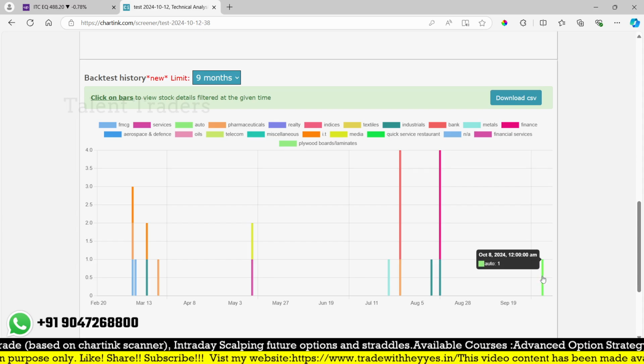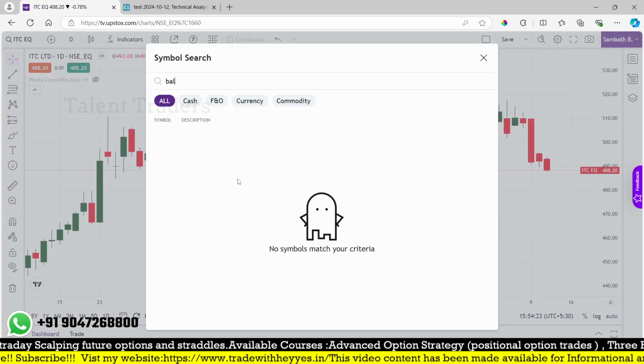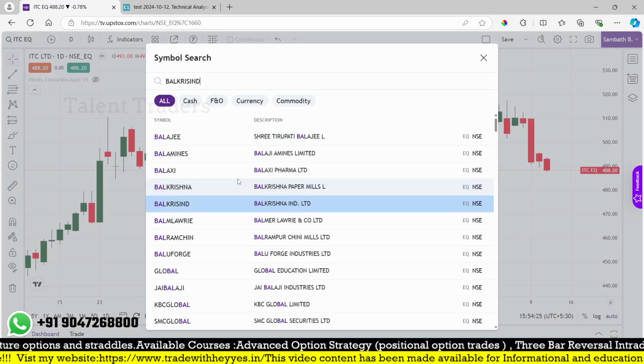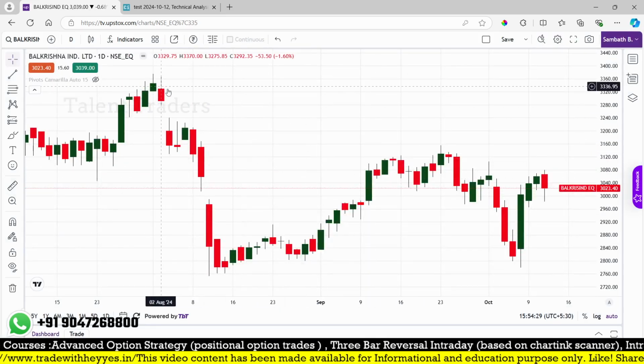Here we have October 8, Balakrishna Industries. Let me check whether it is forming such a pattern. What was the date?